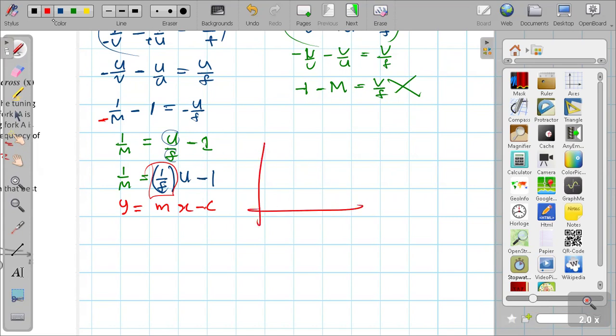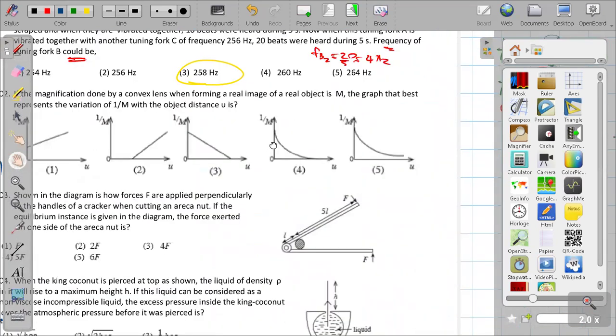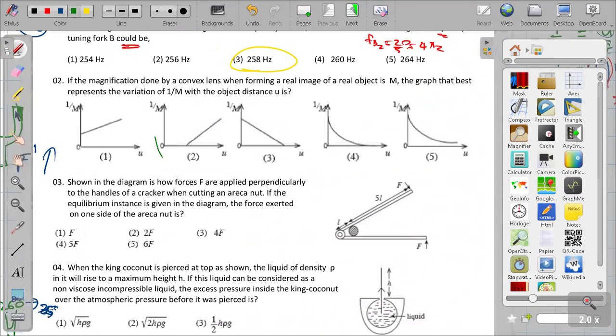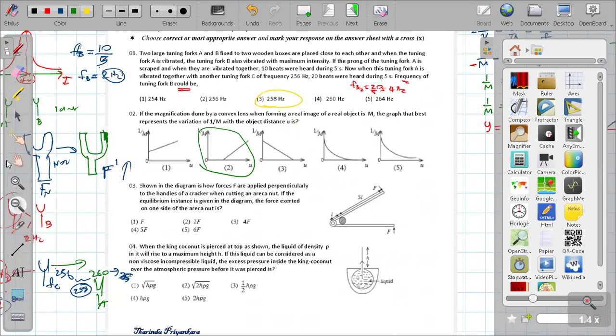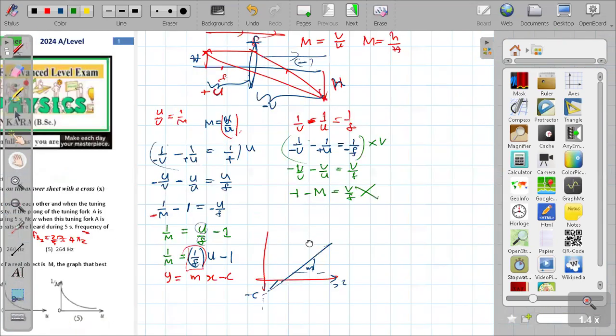Graph should look this way. Minus c, mx. So the graph should be something like this. There is a graph, that is the second one. Have you ever thought of a question coming like this?